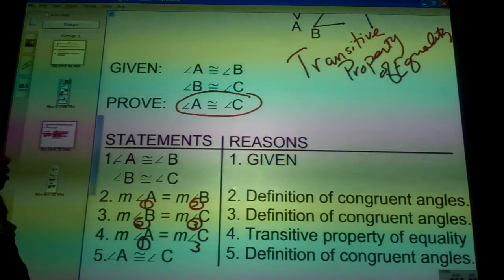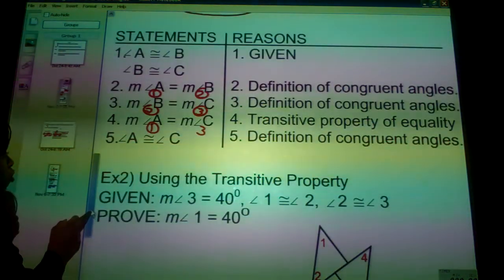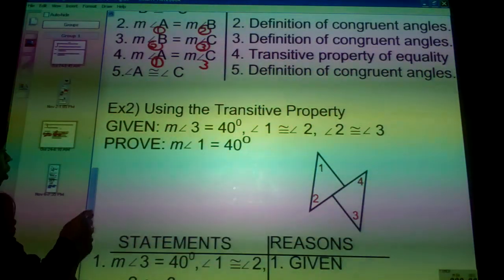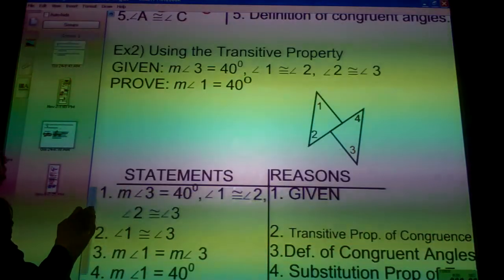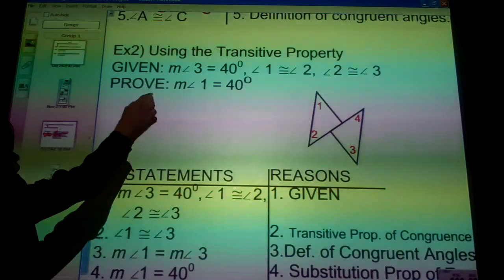Okay, let's try another proof. Example number 2. We're going to use the transitive property on this one. And again, example 2 is in your book.